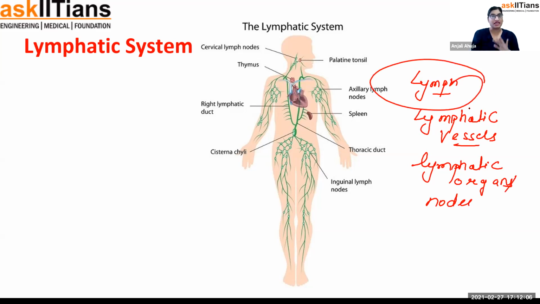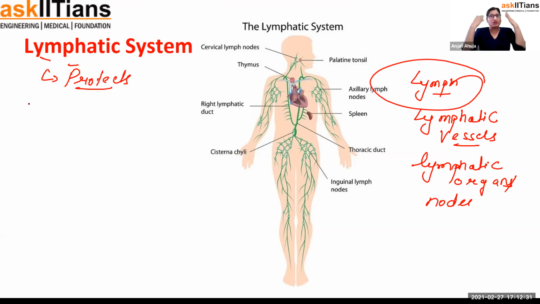Lymph is nothing but blood minus red blood cells. It's just plasma plus platelets and WBC. I'll tell you that later. First of all, understand that the lymphatic system is a part of the immune system. This is a system that protects our body from any kind of infection.